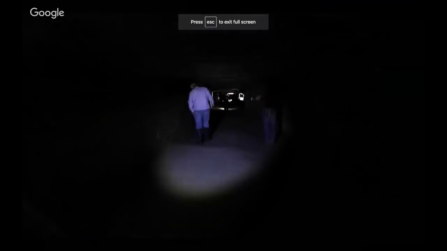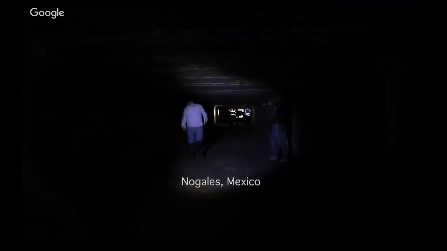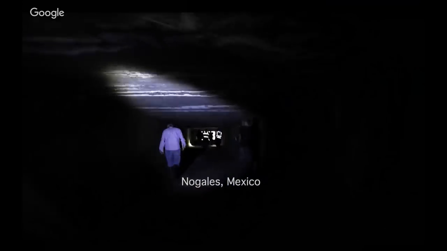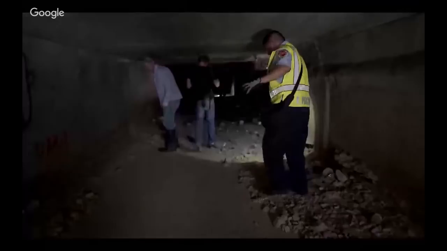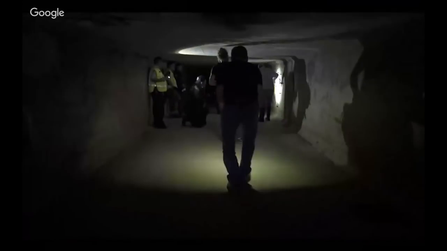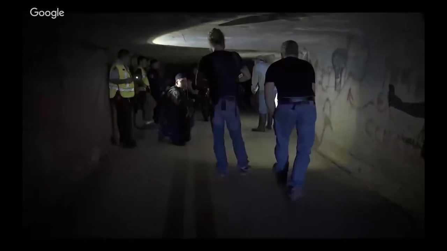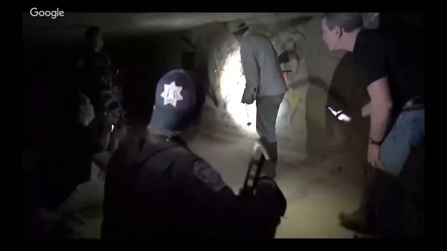It's a long, dark walk under the streets of Nogales, Mexico. These drainage tunnels prevent seasonal rains from flooding the streets above. They also allow human and drug traffickers underground access from Mexico into the United States. It's not the kind of place you want to go for an afternoon stroll. Not without a police escort and lots of guns.